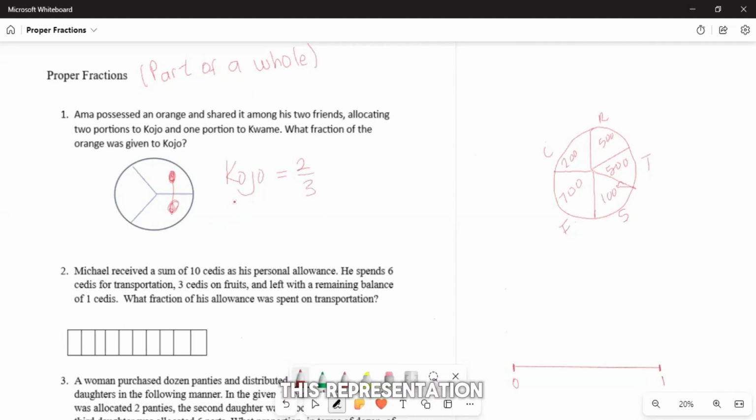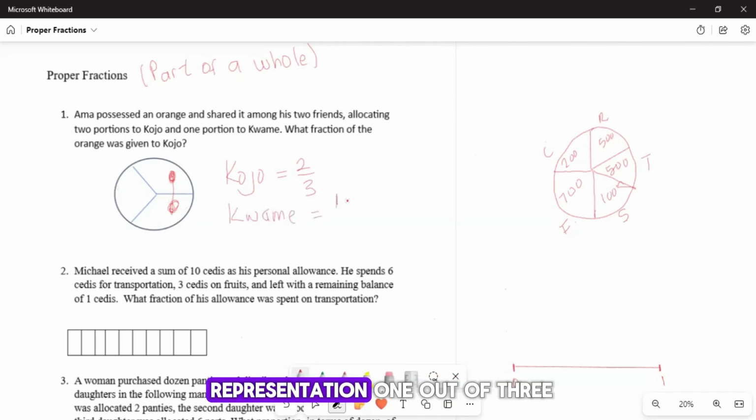But when you do this representation, you can easily see that of Kwame. So we can see that Kwame would also have this representation, 1 out of 3.